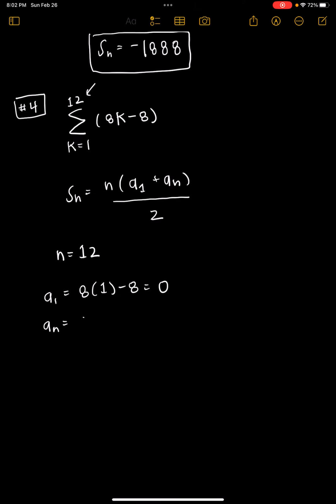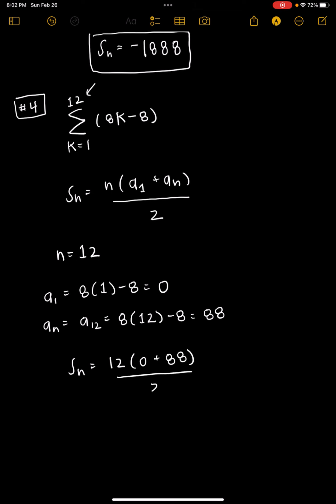There we go. If I know that n is 12, then an is the same thing as saying a sub 12, which is the same thing as replacing the k with a 12. So I'm going to have 8 times 12 minus 8, which is 88. Okay, so now I have everything that I need for this equation. So I'm going to say S sub n is equal to n, which we decided was 12, times a1, which is 0, plus an, which is 88, all divided by 2. Now I can just plug that into a calculator, and I would get 528.